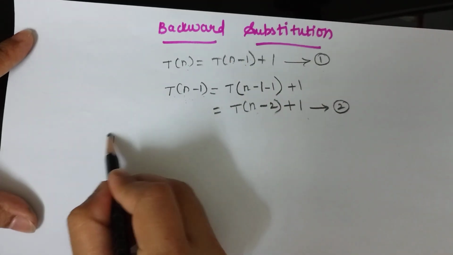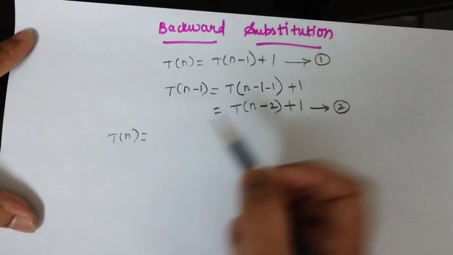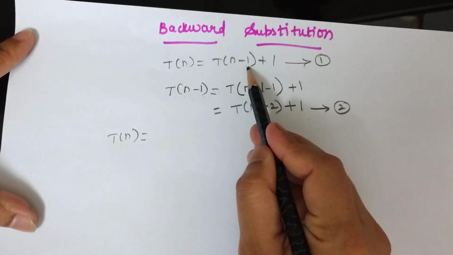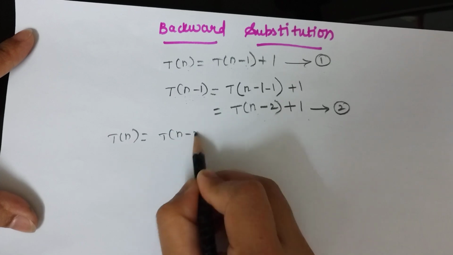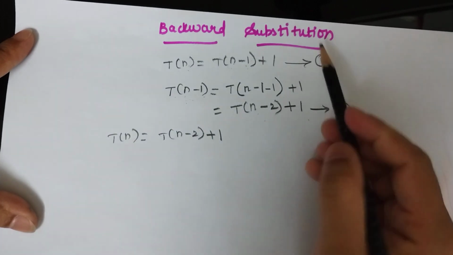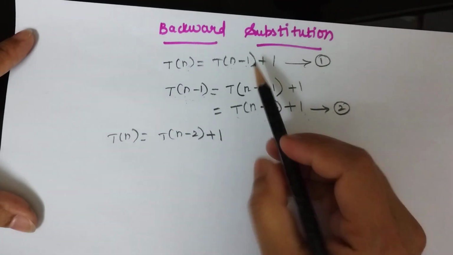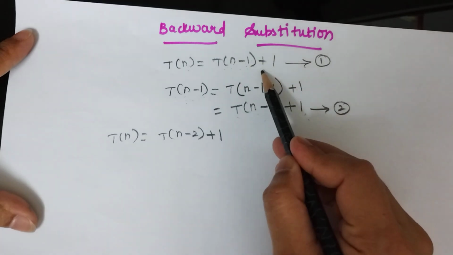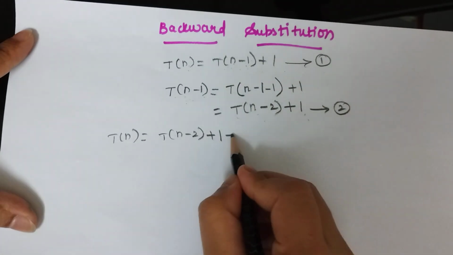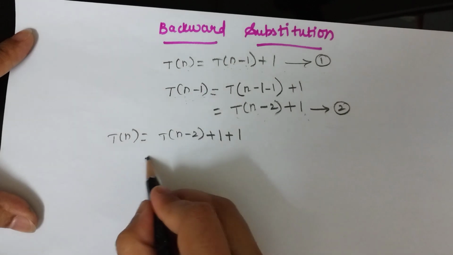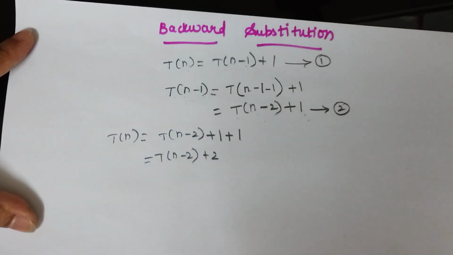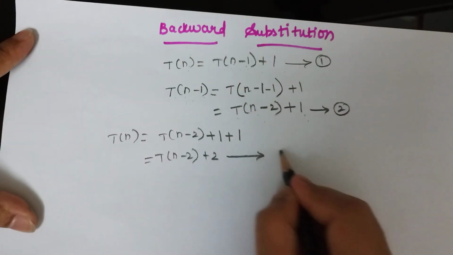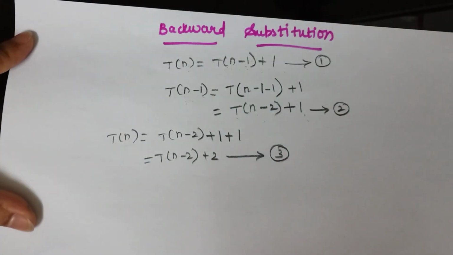So that is T(n), which is equal to, instead of T(n-1), I can substitute this one, that is T(n-2) + 1. So this is the substitution for T(n-1), and again in this equation you already have plus 1, so you need to add plus 1. So finally you will get T(n-2) + 2. Okay, this is the formula which you derived. Now this is my third equation.